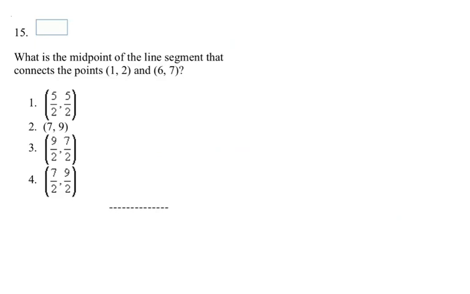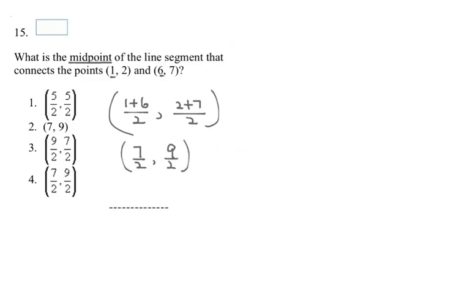Number 15. What is the midpoint? Then we just have to get the average. So 1 plus 6, those are the x values, divided by 2, and then the y values are 2 plus 7 divided by 2. That becomes our midpoint. Here we get 7 over 2, comma, and the y value becomes 9 over 2. So 7 over 2, comma, 9 over 2, which is choice 4, seems to be our answer.